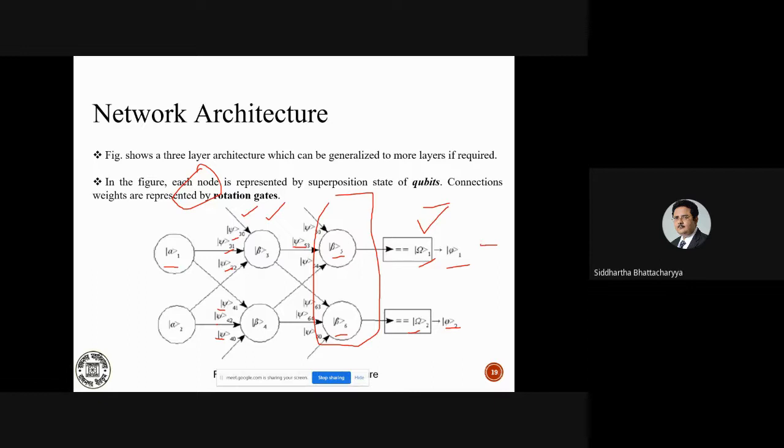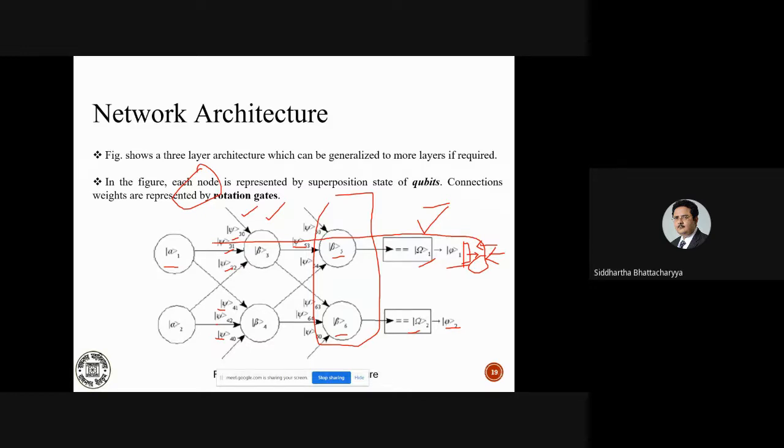And then you take a measurement over here, and you get some classical output, either 1 or 0, or any other output. Then you compare with the expected output, calculate the error, and move the error backward to adjust the weights. The mechanism of the adjustment of weights has already been discussed with you. The same thing takes place over here, but with the exception of the real and imaginary part, which is involved in any quantum computing operation.